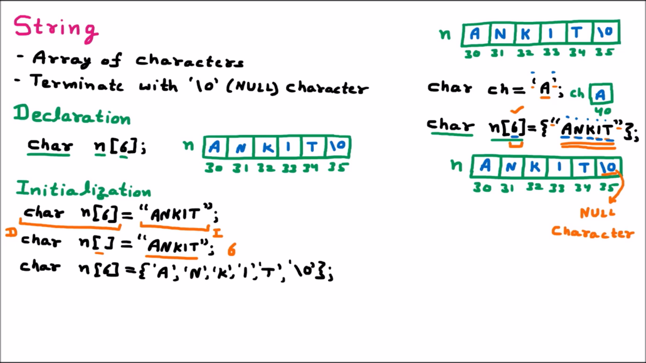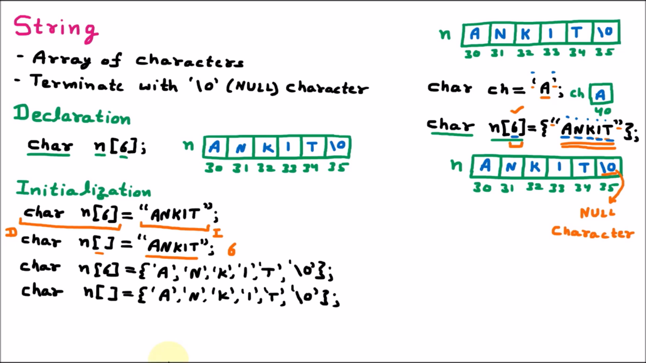There is one more way of writing this. Let's say you write char, which is a data type, and n, which is the name of the array, and here you are not providing the size, and equal to, in the brackets, you are giving character by character: A, then N, then K, then I, then T. So these are the characters, and at the end you are providing the \0. So this is exactly the same as the previous.